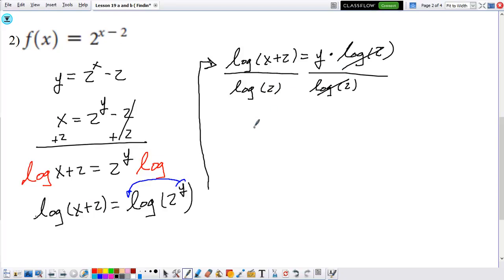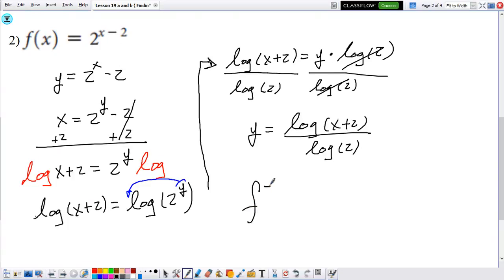So they cancel out. So now we know that y holds a value of (log x + 2) divided by log of 2. This is our final answer. We have to use the correct notation, which is f⁻¹ equals (log of x + 2) over log of 2.